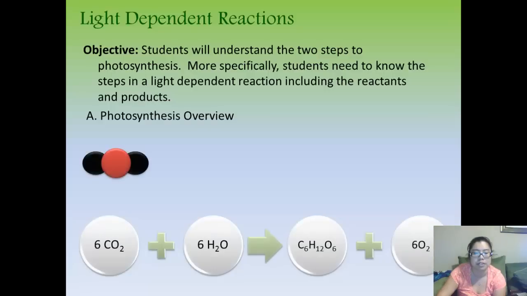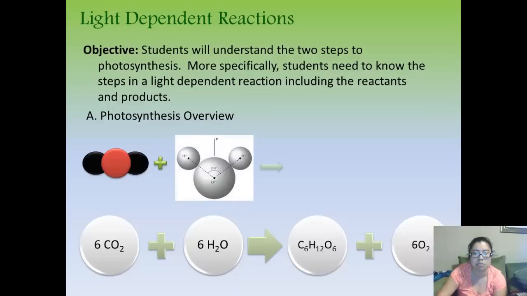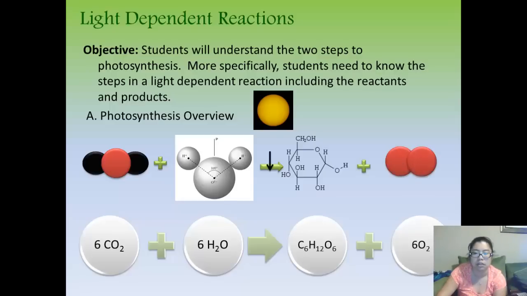In a balanced equation, we have six molecules of carbon dioxide with six molecules of water. These two, combined with the energy provided by our sun, will create one molecule of sugar, or you can call it glucose, with the byproduct of photosynthesis being six molecules of oxygen.